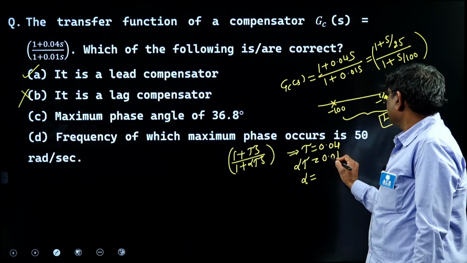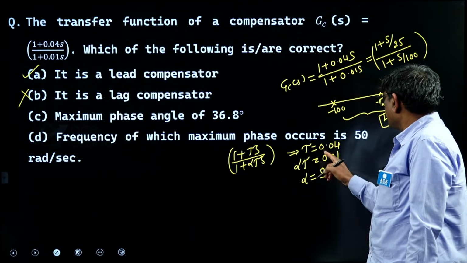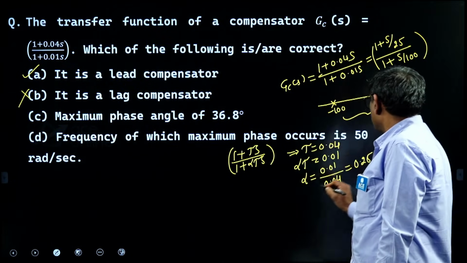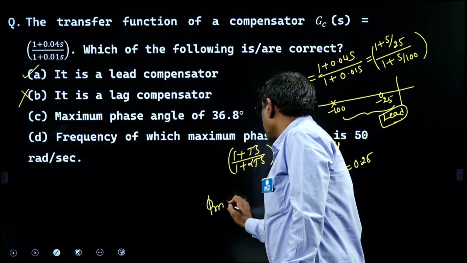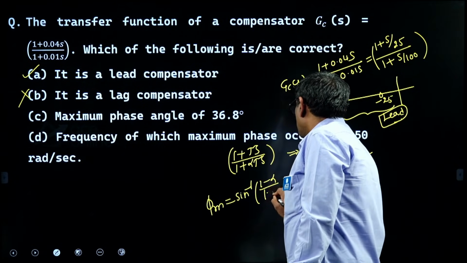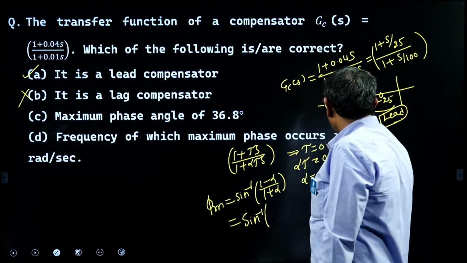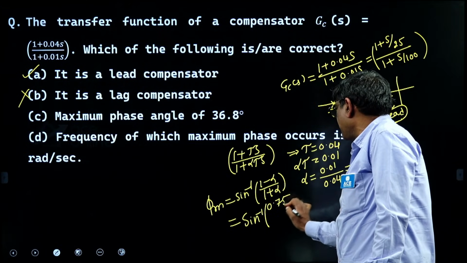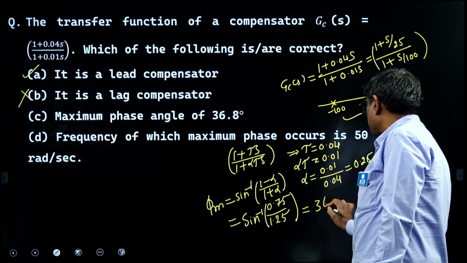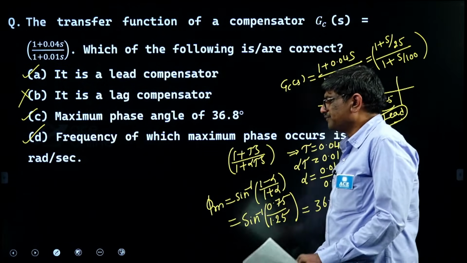So now find the value of alpha. So what are you getting? 0.01 divided by tau, which is 0.04, so 1 by 4, 0.25. Then phi m equals, remember the formula, sin inverse of (1 minus alpha) by (1 plus alpha). That means sin inverse of 0.75 divided by 1.25. Solve it and you will get 36.8 degrees. So A, C, D are correct. Very good.